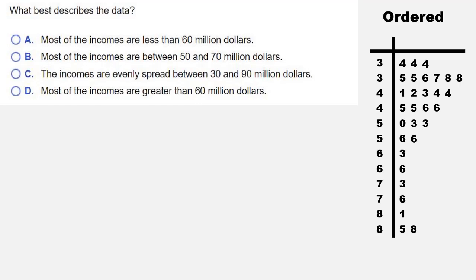The incomes are evenly spread between 30 and 90 million? And the answer is no. There's quite a few that are near 30 million, but not very many that are close to 90 million. And most of the incomes are greater than 60 million is our last choice, but that's only 5 of the data values on this stem and leaf plot. So the correct answer here is choice A. And that's your answer.